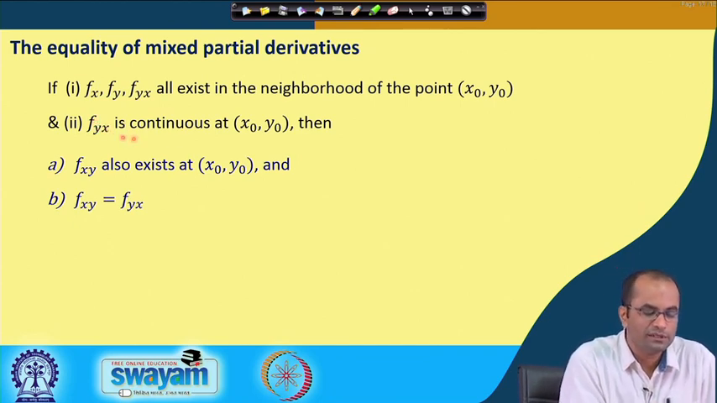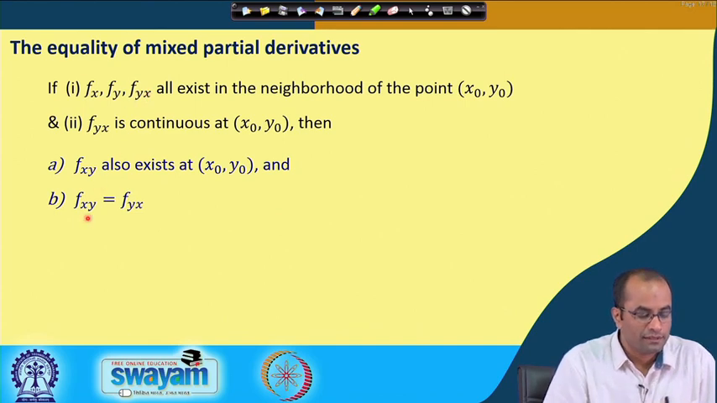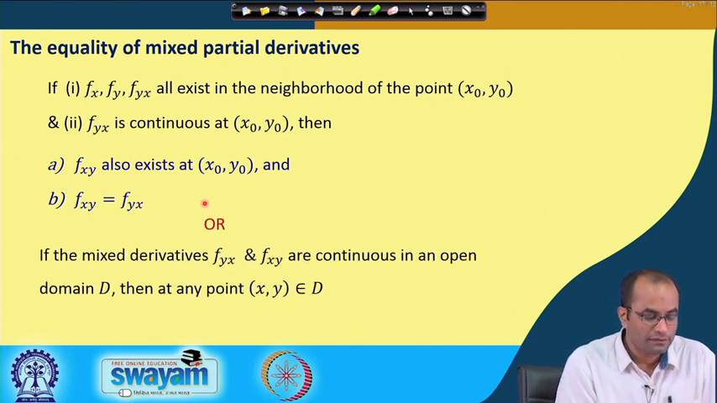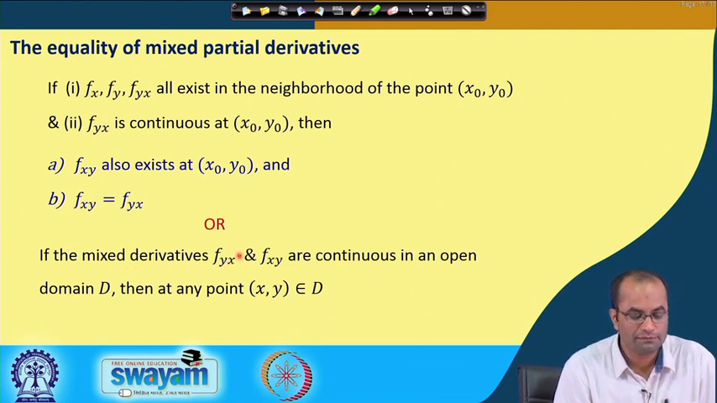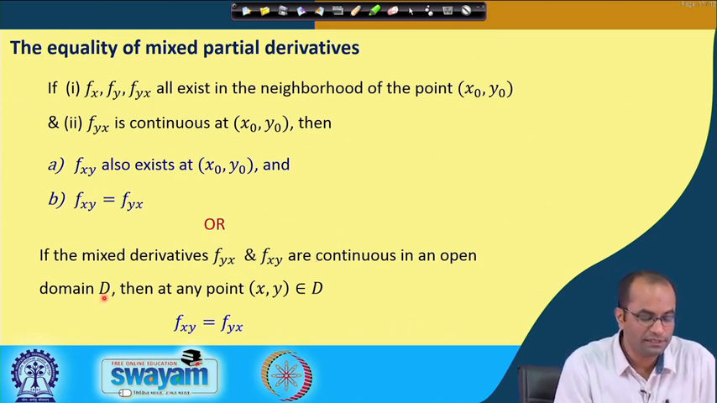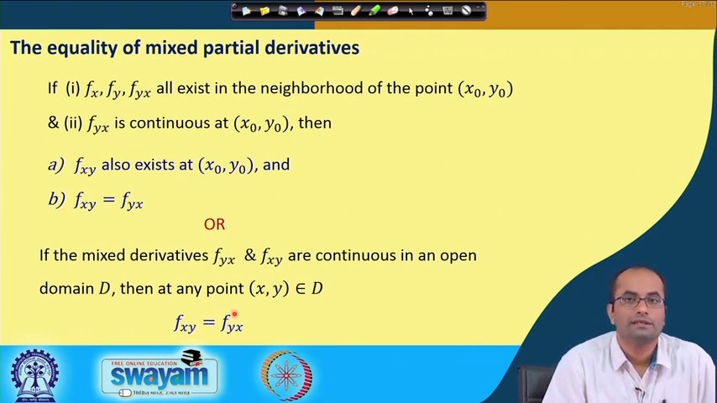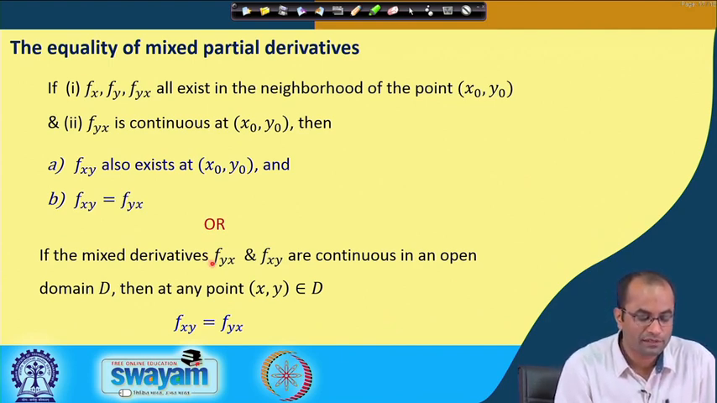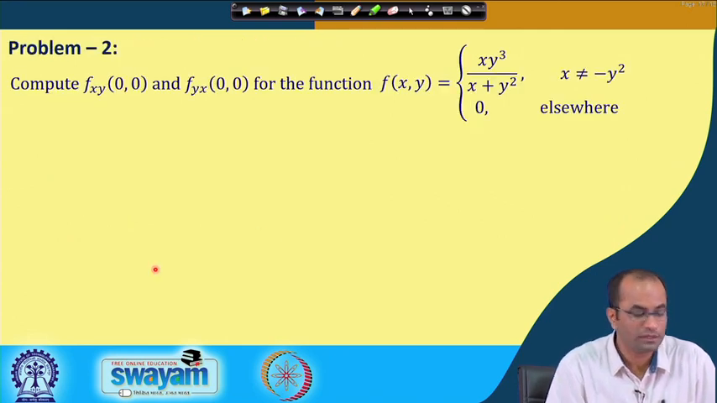So, basically the continuity plays the major role here, of f_yx, or we can state this result for f_xy, or there is another parallel result here. If the mixed derivatives, this f_yx and f_xy, it is easy to remember. So, when the equality happens, when these two derivatives f_yx and f_xy are continuous in an open domain D, then at any point in the domain we have the mixed order partial derivatives equal. So, in the previous example, definitely those partial derivatives were not equal.